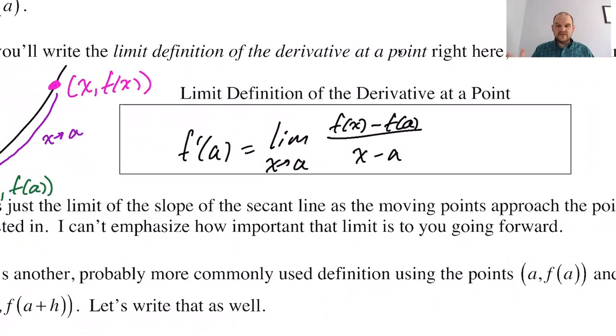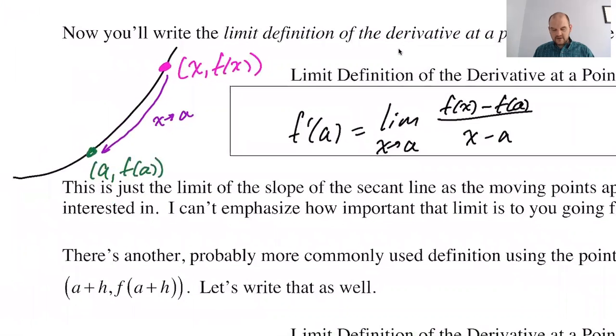But it's just slope of a secant line. Change in y, which is f of x minus f of a, over change in x, which is x minus a. That's slope of the secant line, average rate of change, algebra 1 slope. And then we let x get closer to a. We just slide along the curve where the secant line transitions from a secant into a tangent.